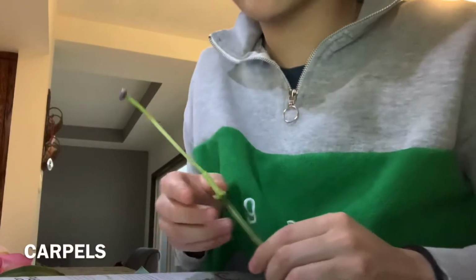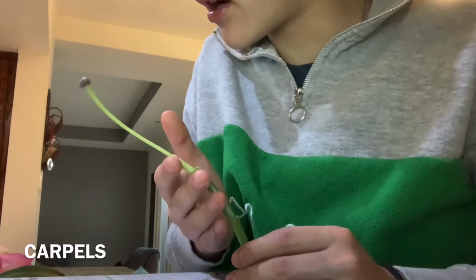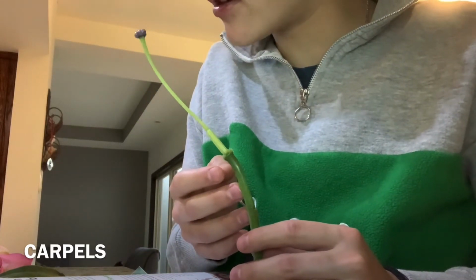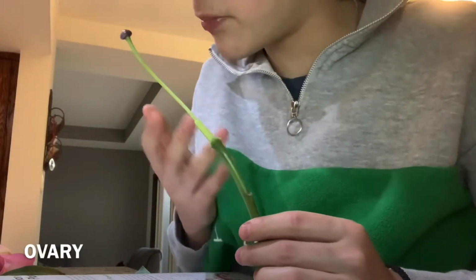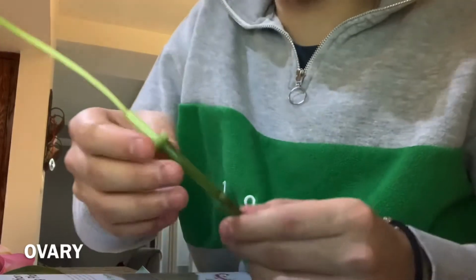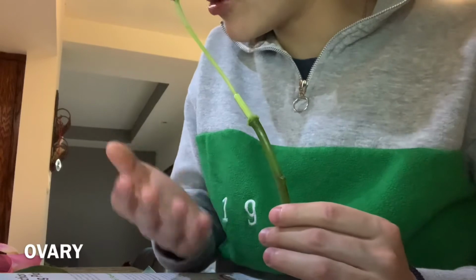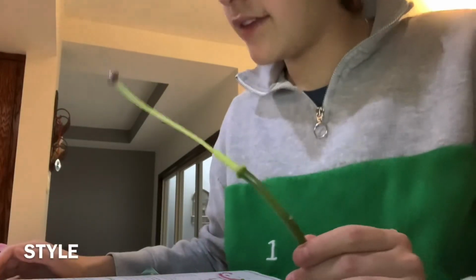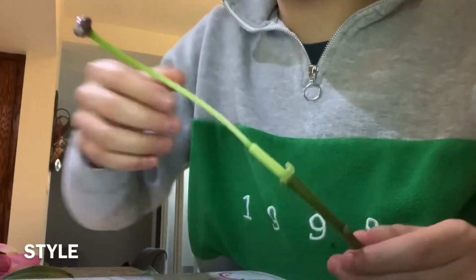The innermost floral parts are the carpels, that is this one. Carpels produce and shelter the female gametophytes and later seeds. Each carpel has a broad base forming an ovary, that is this one, which contains one or more ovules where female gametophytes are produced. The carpel narrows into a stalk called the style, which is this one.